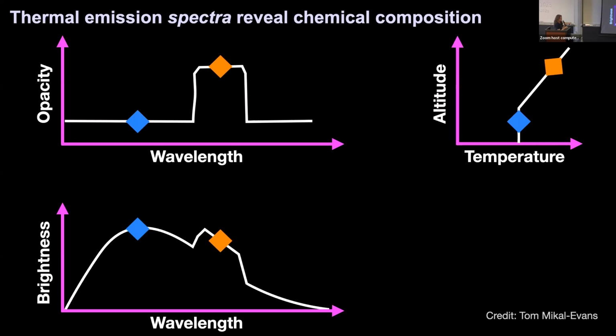On the other hand, if you have what's called a thermal inversion, so the temperature is increasing with altitude like this, that same spectral feature is going to appear as a bump. So this is a feature in emission rather than absorption, because that higher altitude that you're probing is actually hotter.